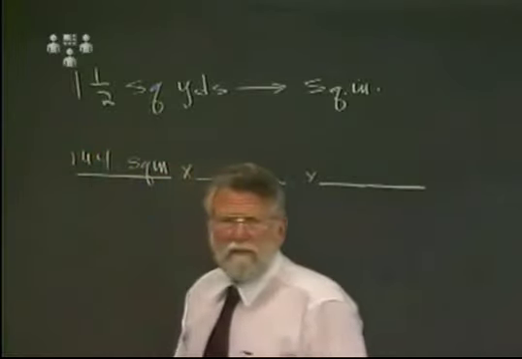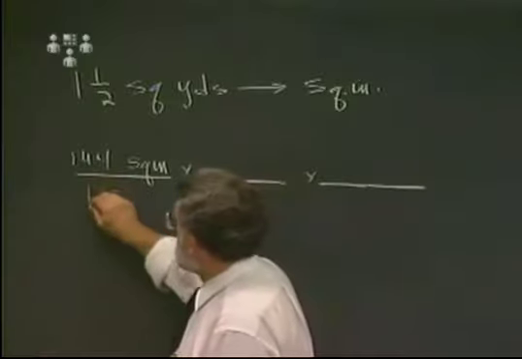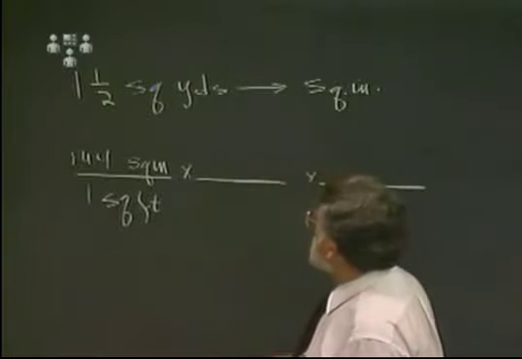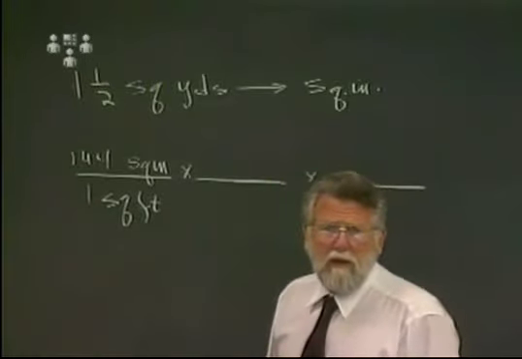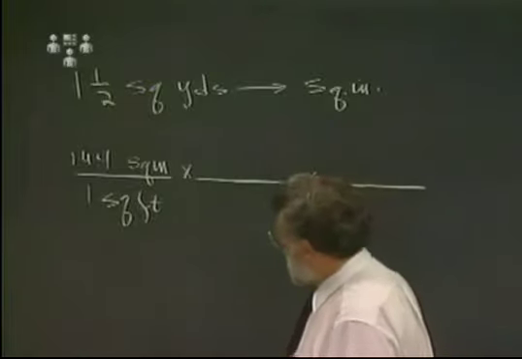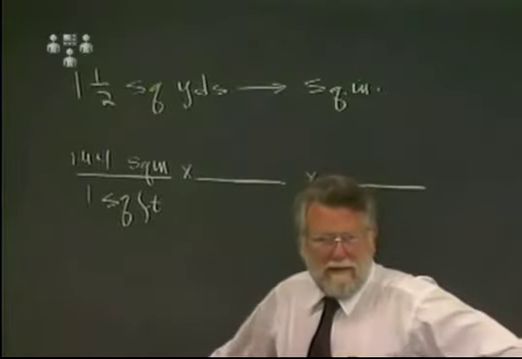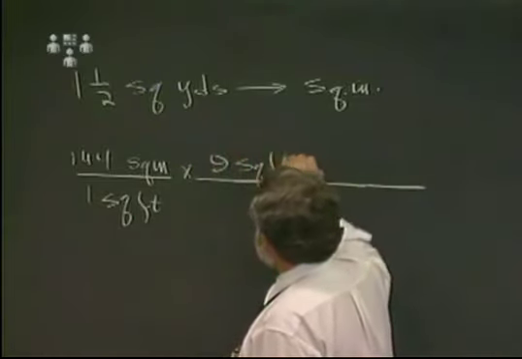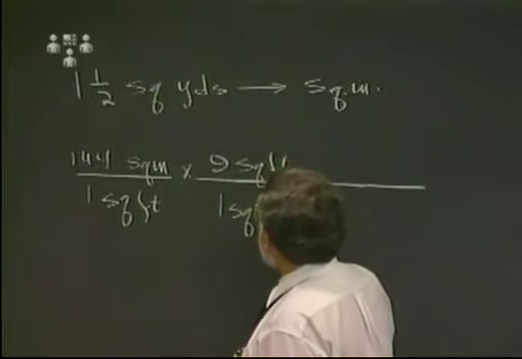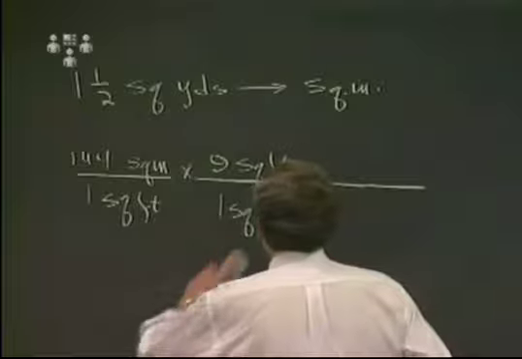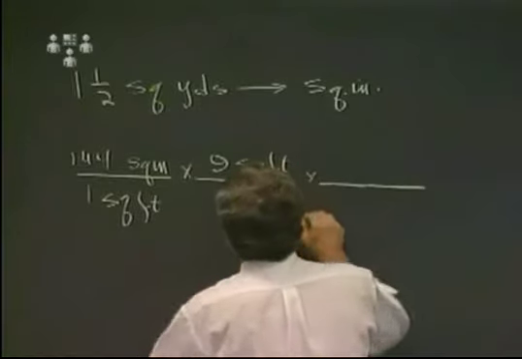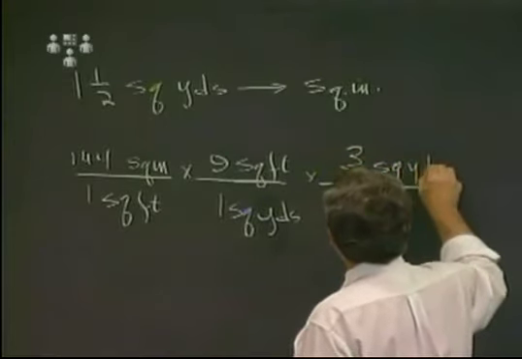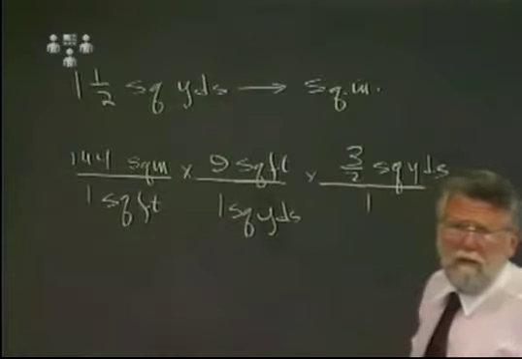144 square inches equals what? 1 square foot. Okay. Now, how many square feet in a square yard? 9 square feet in 1 square yard, because it's 3 by 3, correct? And I wrote feet in 1 yard. And then I have what? 3/2 square yards over 1, and that to me would be the most direct way of doing that.